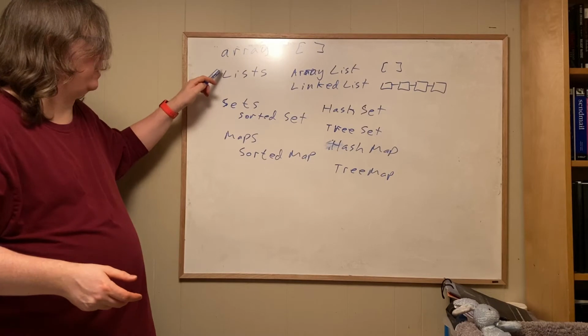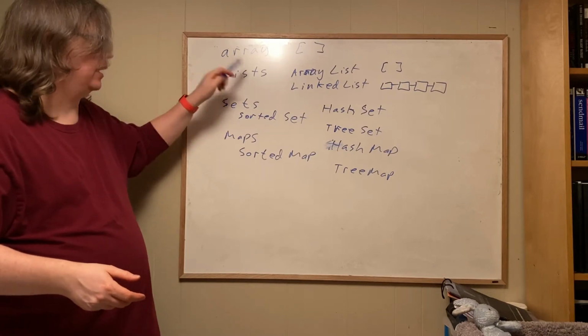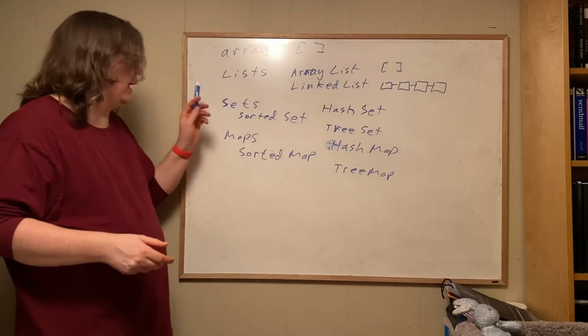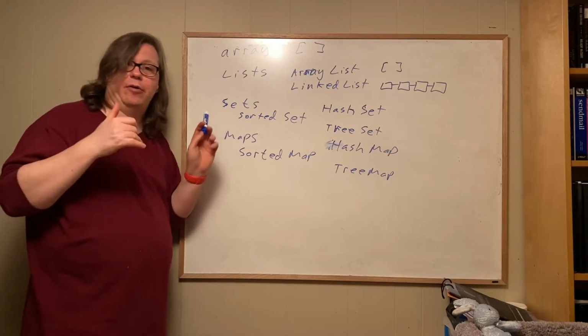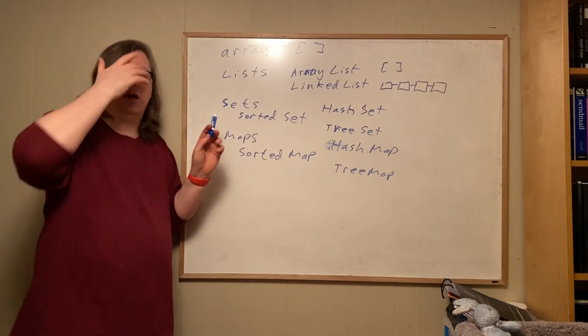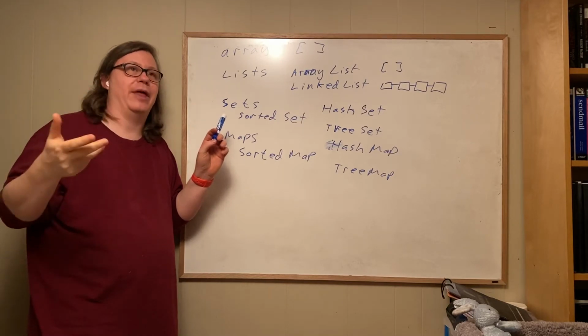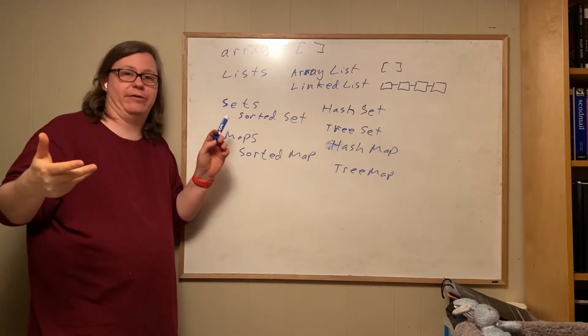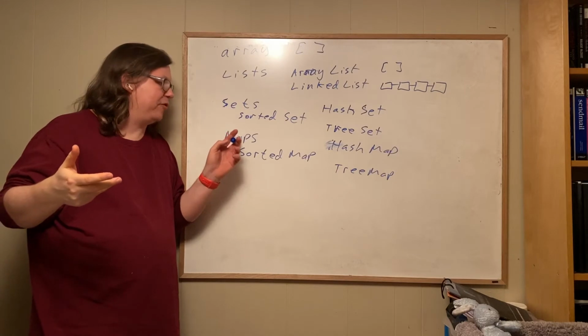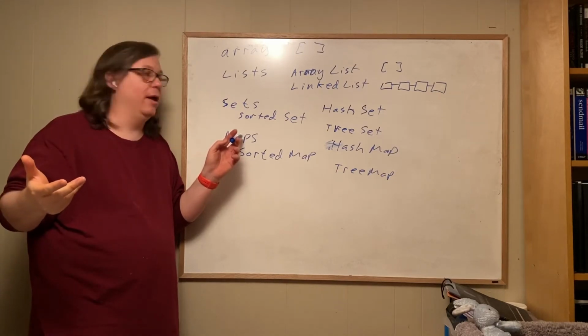If you want to maintain the order or a particular order, lists make good sense. Sets, when you need to know if something's in there quickly, and you want to be able to add quickly and all that, and you don't want duplicates. And maps, when you want to be able to look something up.